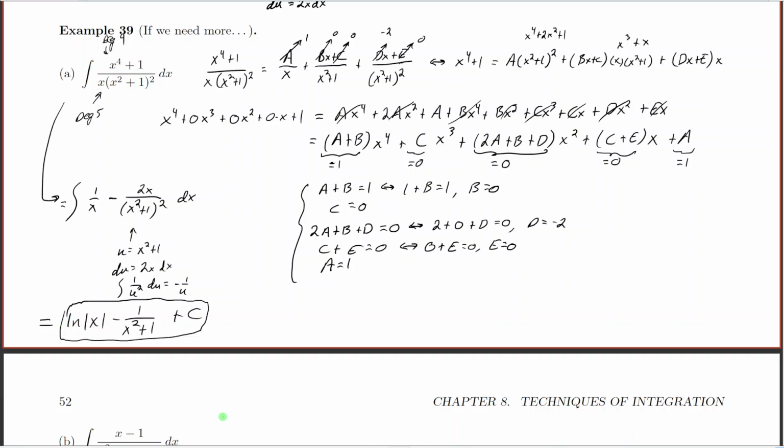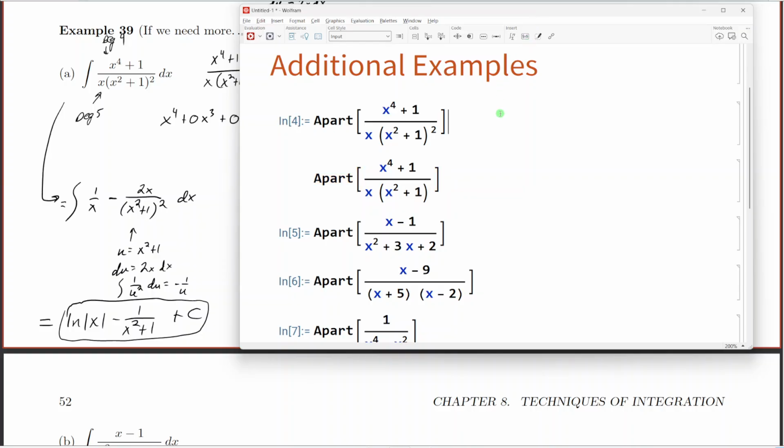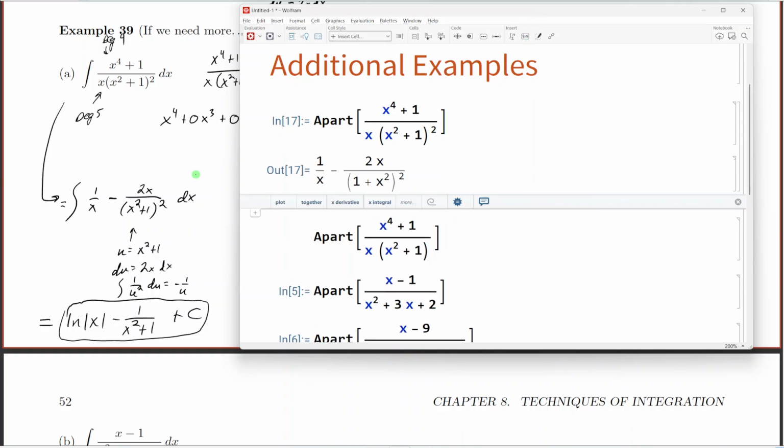We can double check in Mathematica and see if the partial fraction decomposition was correct. Probably should have done that before. Go ahead and run that now, and we see that it does agree with what we got.